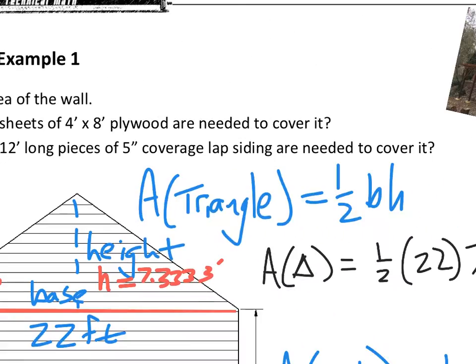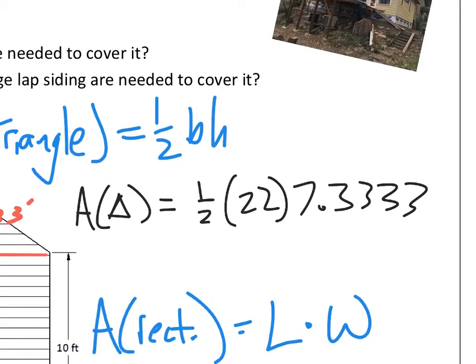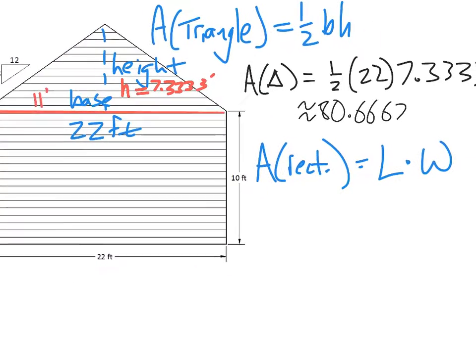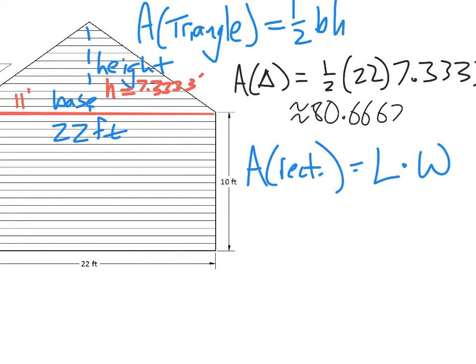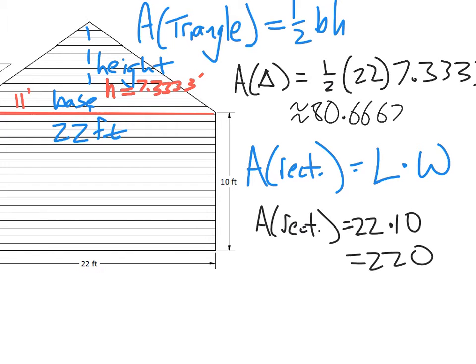80.66, and we got to round off to 7 at some point. So this is, all right, 80.66, and we got to cut it off and round it off at some point. So then the area of the rectangle, well, that's going to be 22 times 10. So we have area of the rectangle is 22 times 10, which is 220. All right, great. Now we need the total area. Total area, we got to add those up.